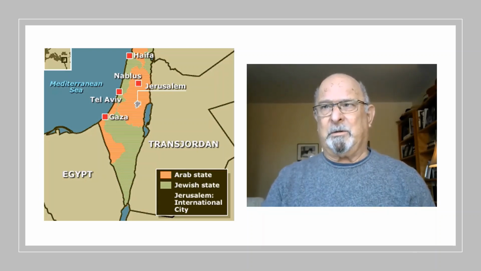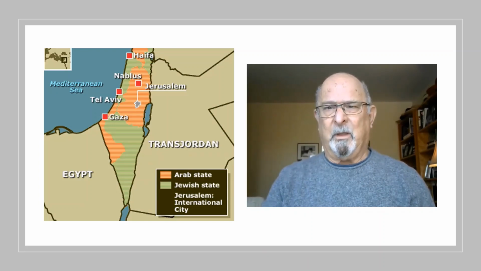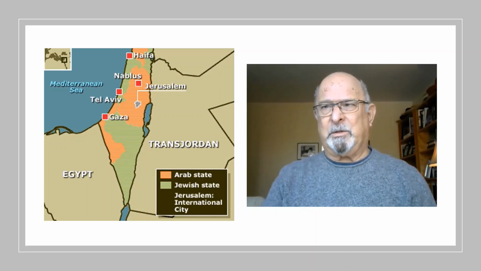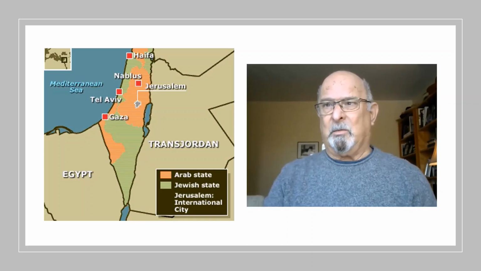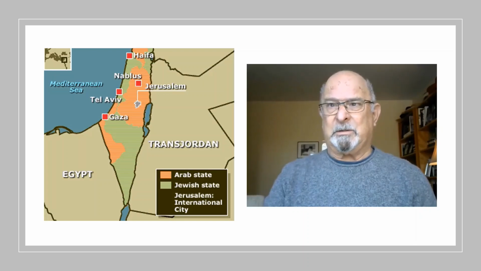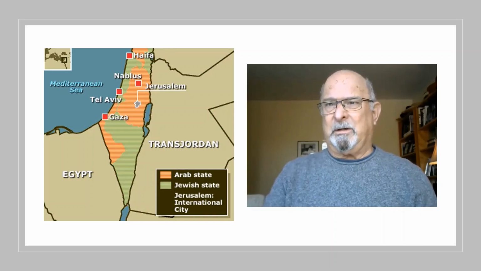After the British returned the mandate over Palestine in 1947 to the United Nations, the United Nations offered to partition Palestine into two states, a Jewish state and a Palestinian state. The Jews accepted the plan, the Palestinians and the neighboring Arab states rejected the plan and declared war on the newly created Jewish state of Israel that gained UN recognition in May of 1948.